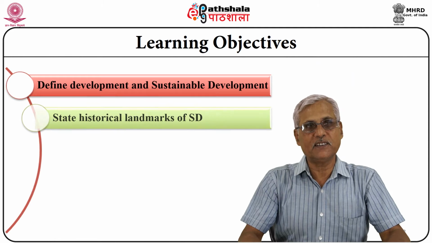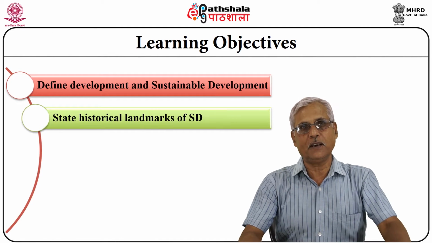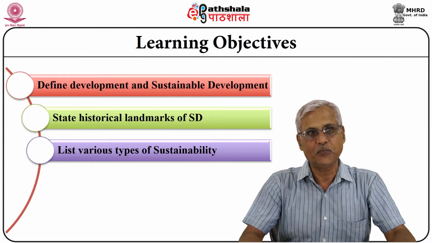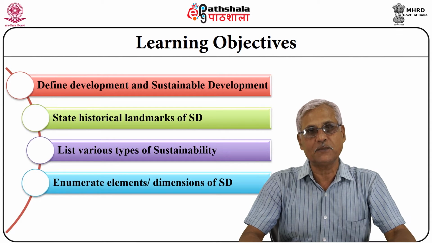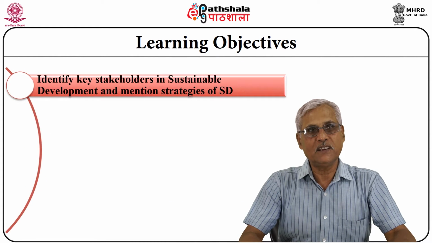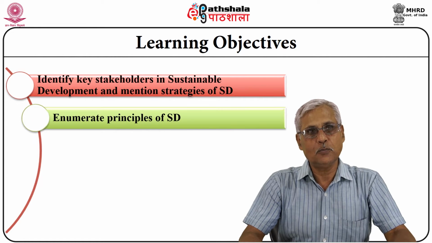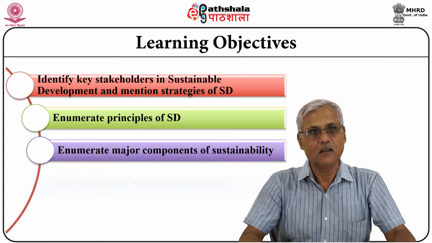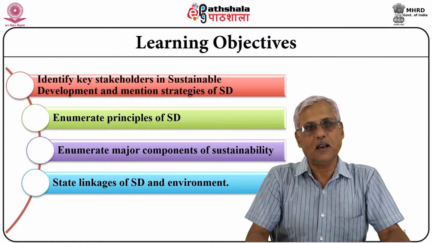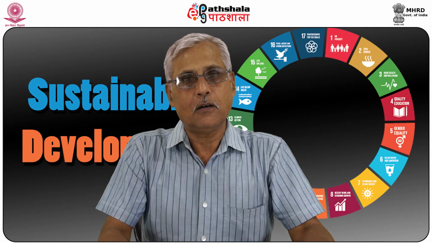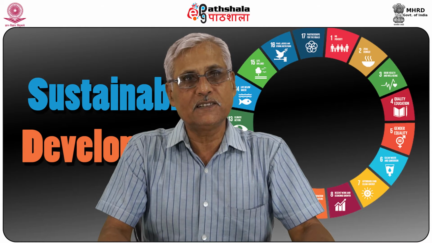The learning objective set for this module is, after going through this session, one should be able to define development and sustainable development, state historical landmarks of sustainable development, list various types of sustainability, enumerate elements and dimensions of sustainable development, list parameters of sustainable development, identify key stakeholders in sustainable development, mention strategies of sustainable development, enumerate principles of sustainable development, enumerate measures component of sustainability, state linkages of sustainable development and environmental health, or environment in general, and list pillars of sustainable development.